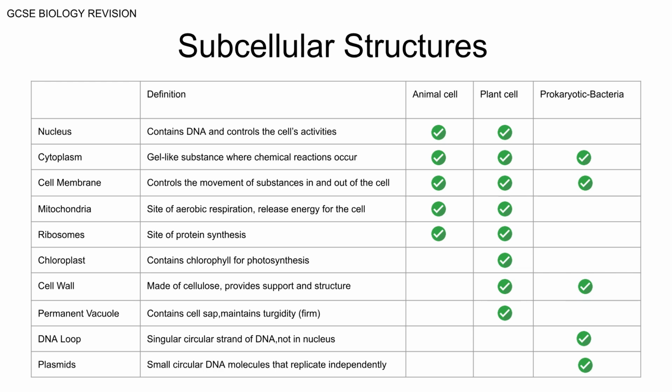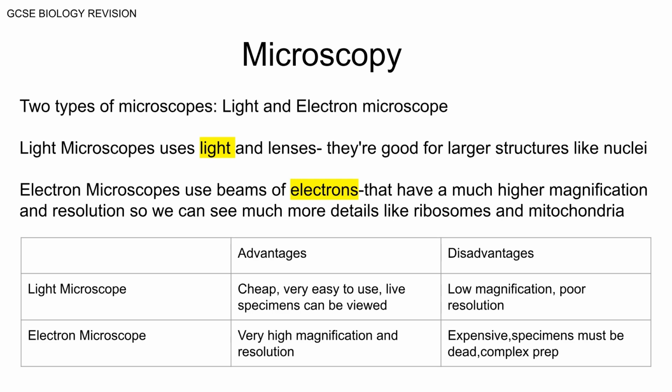Finally, prokaryotic cells, like bacteria, also have some important structures. They have a DNA loop, which is a single strand of DNA, and may also have plasmids. Next, let's talk about microscopy. To study cells and their structures, we use different types of microscopes.